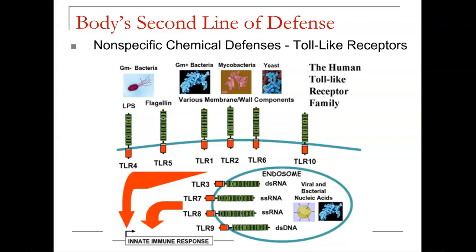It initiates three different defense responses. The first one, apoptosis. That's where a cell commits cell suicide, or cell death. Second, secretion of inflammatory chemicals. And thirdly, it produces responses that help to stimulate adaptive immunity to come in.